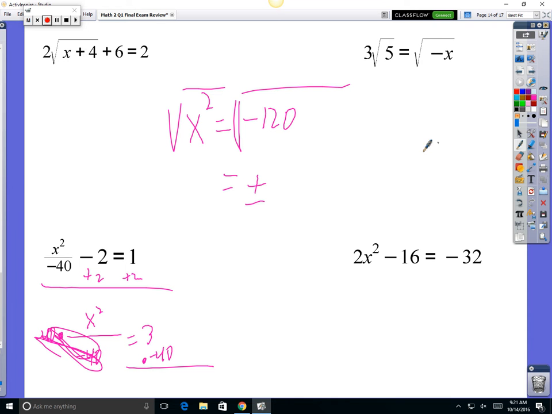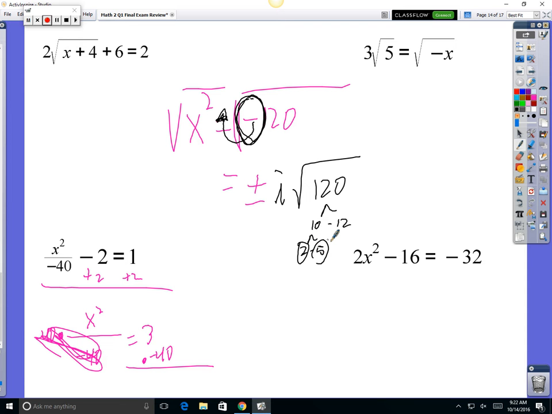And this is a big deal, this is a big red flag. Square root of a negative, take that negative out. That is imaginary. So it's going to be plus or minus imaginary, square root 120. Okay, 120, bust it up. Let's pull some squares out of 120. 120 is 10 times 12. 10 is 2 times 5. That's prime, that's prime. 12 is 3 times 4. And 4 is 2 times 2.